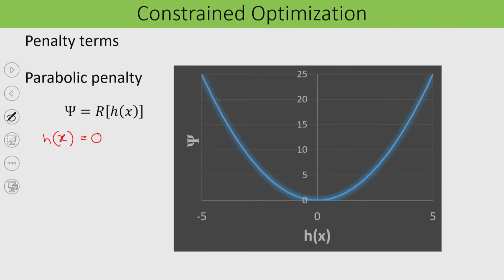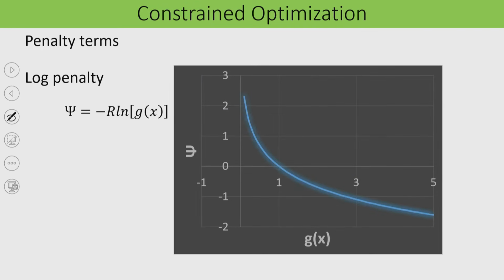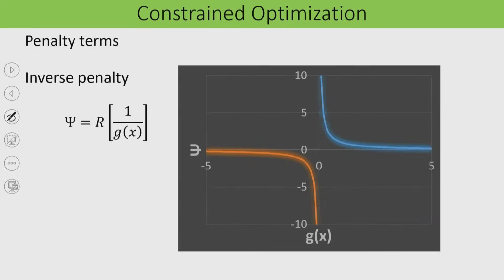I can use this parabolic function, and similarly I can use the log penalty function. Here this is acting just like a barrier. Once you are moving towards the constraint boundary, the penalty term value will be very large, and this will act as a barrier. So, I can also use the log penalty term, and the inverse penalty I have already discussed. Here we are penalizing the solution on the feasible side. This is also acting as a barrier, and this is your interior penalty method.